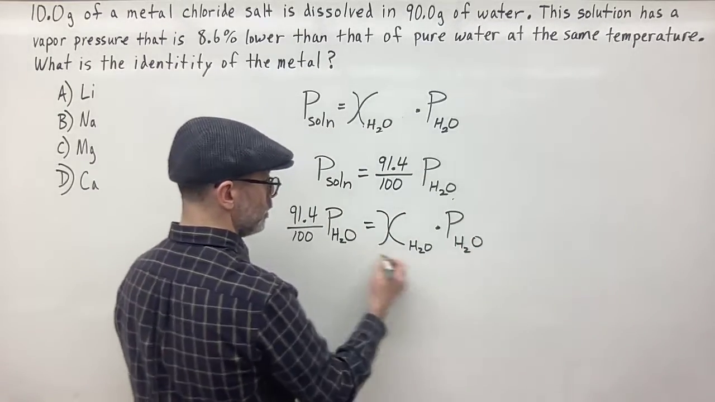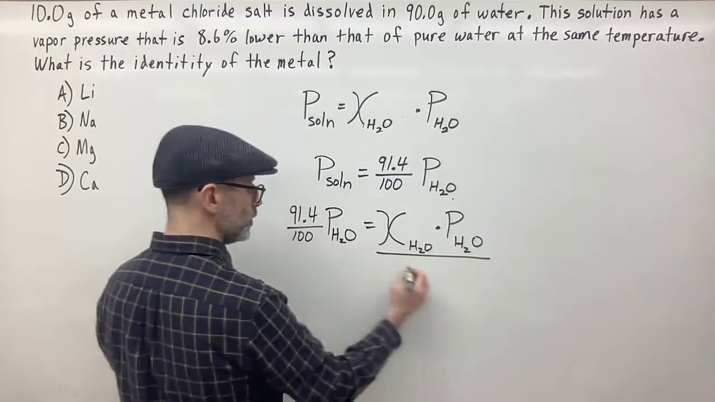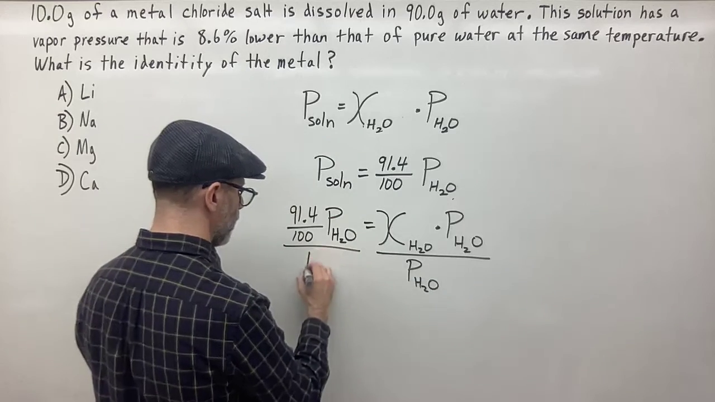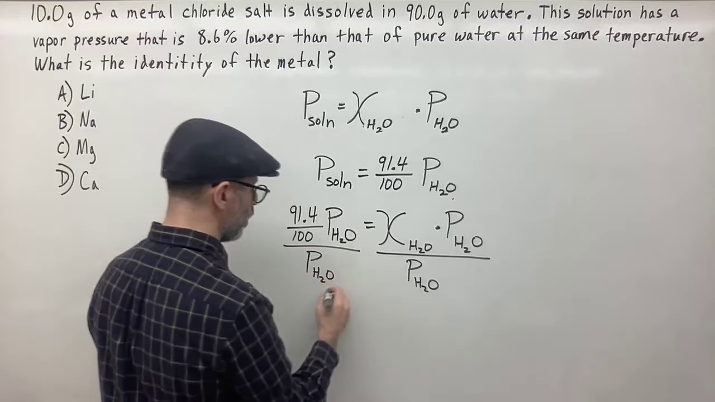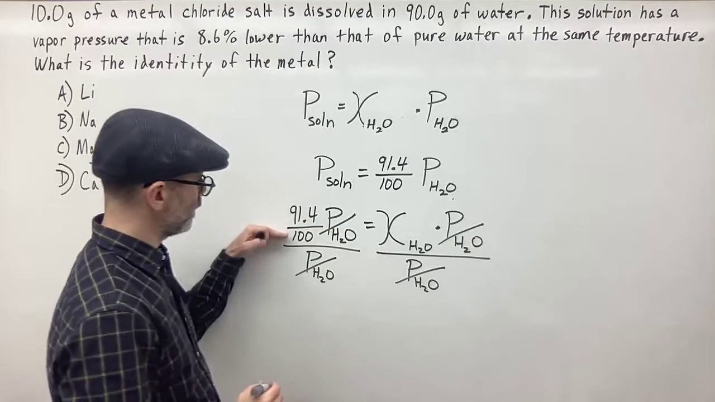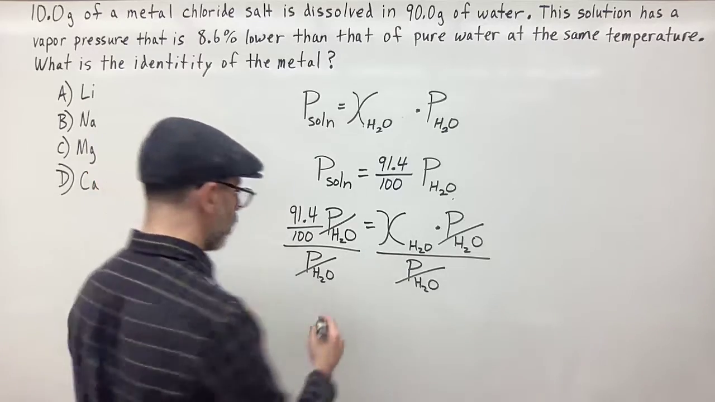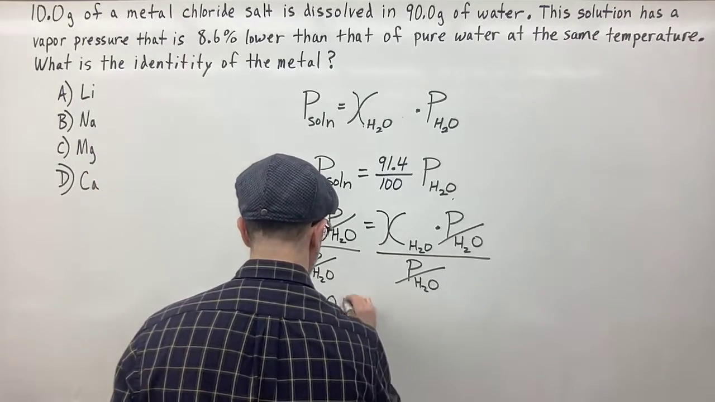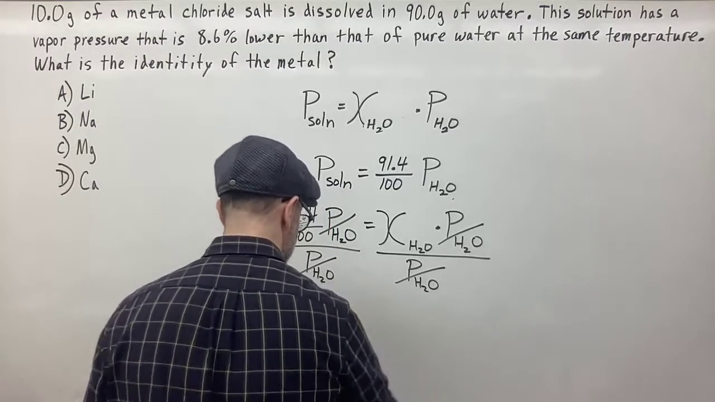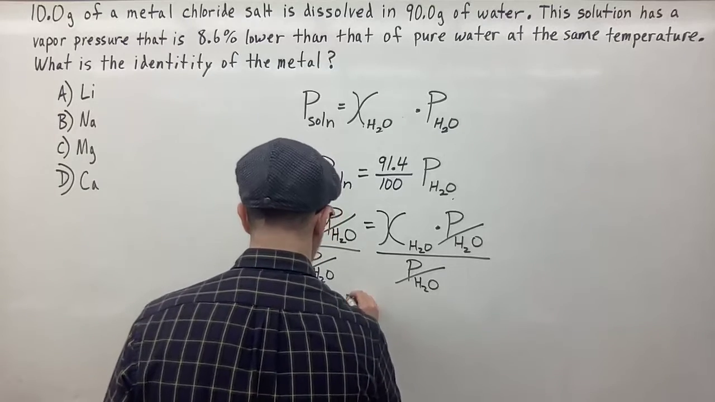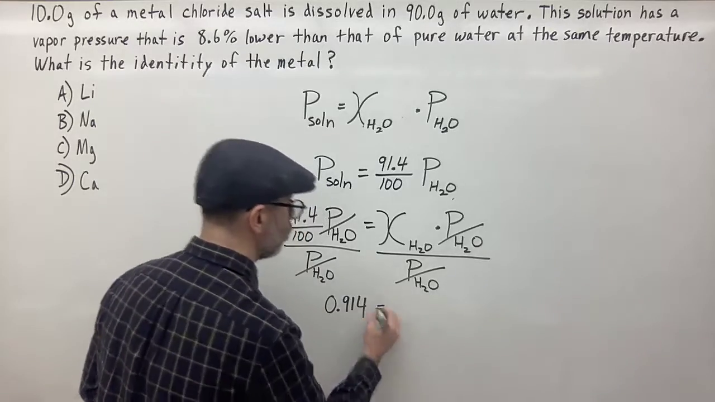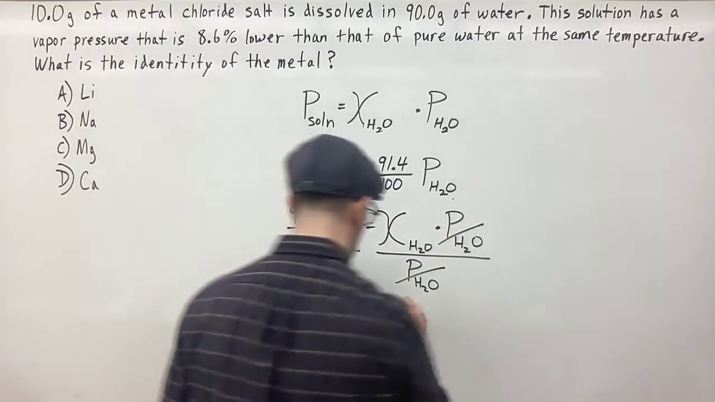So look here. If I divide both sides by the vapor pressure of pure water, this cancels out, and then this cancels out. So if I divide this, I get 0.914, not 0.194. Dyslexia. Okay, so 0.914 is now equal to the mole fraction of water.